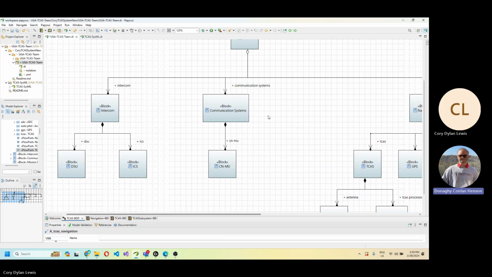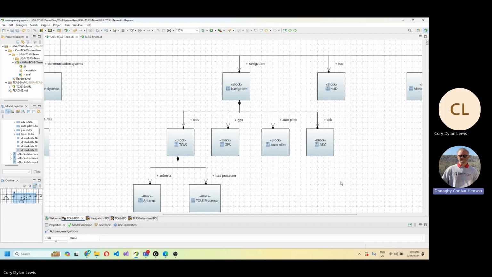The second subsystem is the communication system, and this is going to be dealing with the communications and navigations management unit. The third subsystem is the navigation subsystem. This subsystem has a deeper level of hierarchy between the subsystems. The first subsystem within the navigation subsystem is the actual TCAS system. The TCAS system functions off of two components, the antenna for signal transmission and the TCAS processor, which is going to be handling the data.